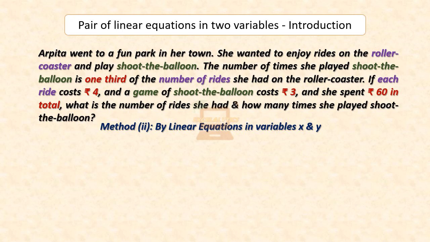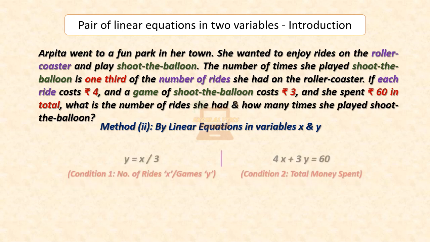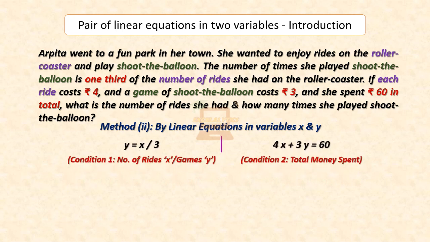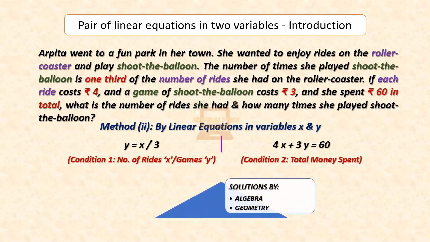Hence, mathematically, we can represent the above case in 2 equations. First, y is equal to x by 3. And second, 4 times x plus 3 times y equal to 60. Now, can we find the solutions for this pair of linear equations? Yes, we can. There are various methods of getting to the answer, which we will precisely cover in this chapter.